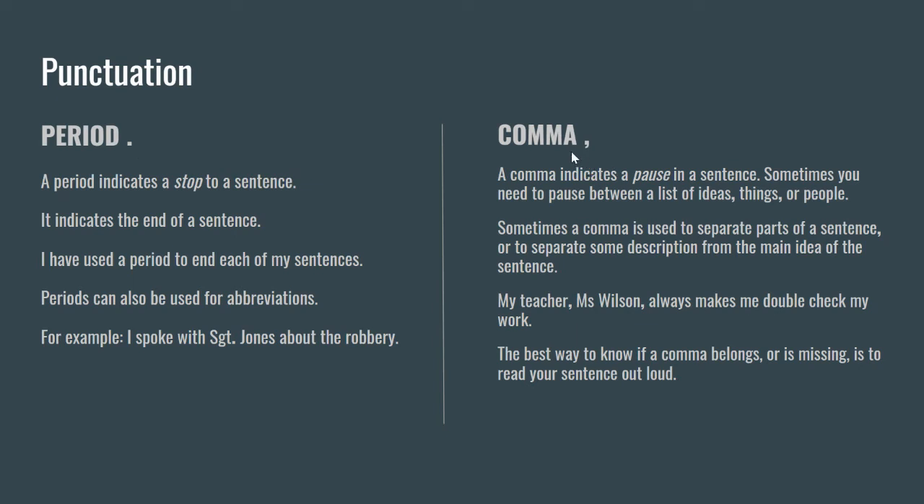Now a comma, we often call that about indicating a pause in a sentence. Sometimes you need to pause between a list of ideas, things, or people. Sometimes a comma is used to separate parts of a sentence or to separate some description from the main idea of this sentence. And you'll see I tried to do that right here. I've used this comma to separate this part of my sentence from this part of my sentence.